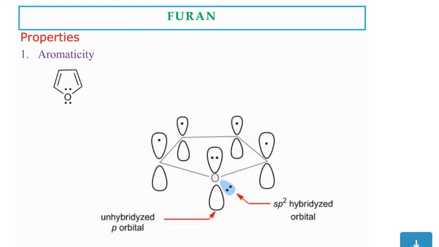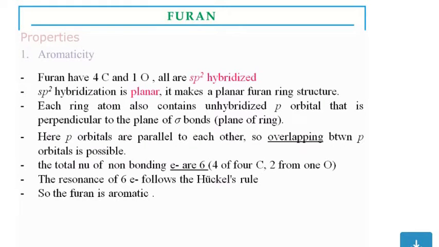Now furan, aromaticity, you can see sp2 hybridized orbital and unhybridized p orbital. So furan has 4 carbon and 1 oxygen, all are sp2 hybridized. sp2 hybridized is planar, it makes a planar furan ring structure. Each ring atom also contains an unhybridized p orbital that is perpendicular to the plane of the sigma bond.